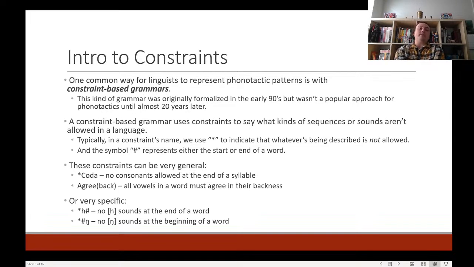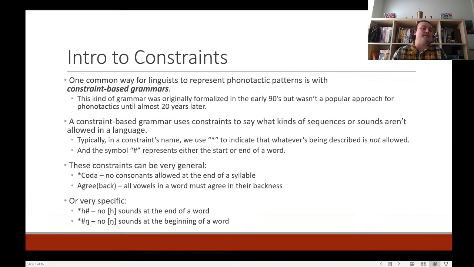So constraints like this can be very general. There's this constraint star coda, or asterisk coda. And that means that no consonants are allowed at the end of a syllable. Syllable-final consonants are usually called codas in linguistics. So you say asterisk coda to say that this constraint means the language has no codas, no syllable-final consonants. Agree back is another nice general constraint. So this says that all vowels in a word have to agree in their backness. This is like that Turkish example I talked about before, where all of the vowels in a word have to be a particular kind or similar in a particular way. If they aren't, then they violate this constraint.